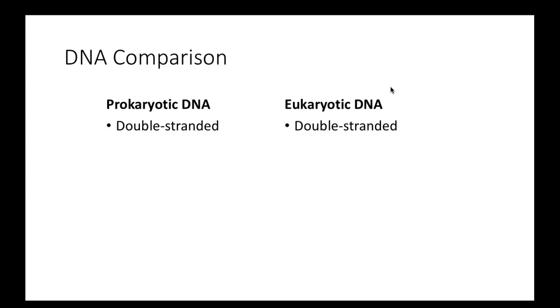You wouldn't believe how many times students will tell me prokaryotes have single-stranded DNA. No, and I think they misinterpreted what the question actually was, and I'll tell you in a second what I think they thought. DNA is double-stranded no matter what. It's always double-stranded. In prokaryotes, DNA comes in a circle. The chromosome is in a circle.